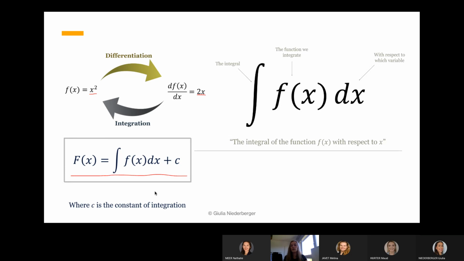And remember, when you differentiate a function and you have a constant at the end, like here a c, it just falls away because it doesn't have a variable with it. So if you integrate something, you always have to say that there is a number back there, but you just don't know what it is.